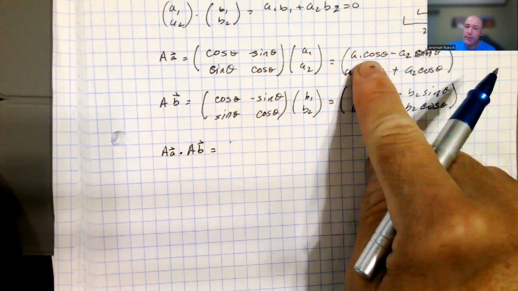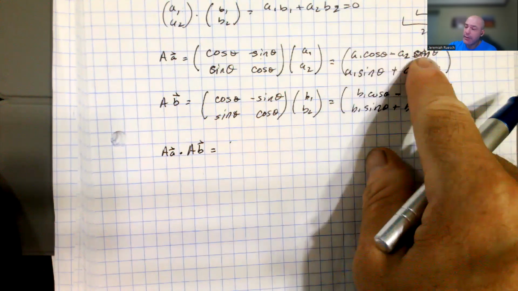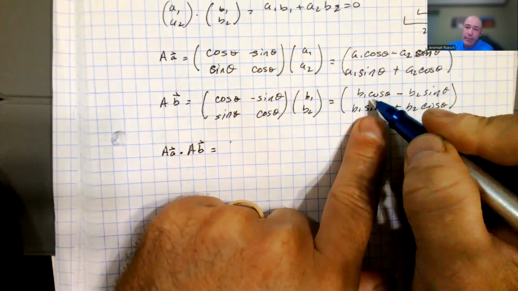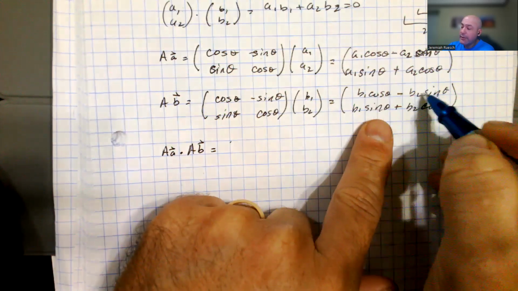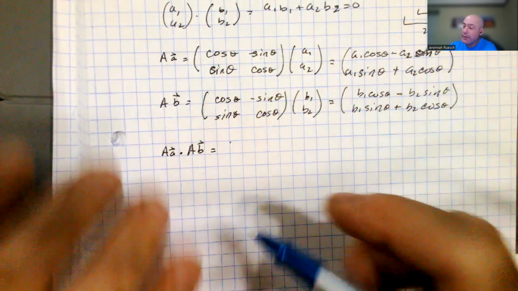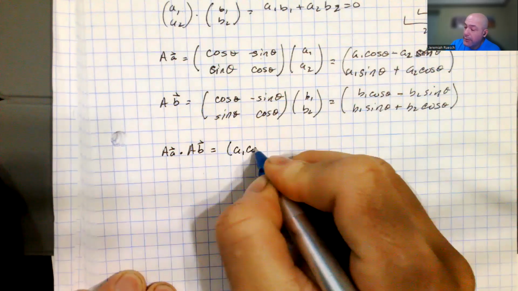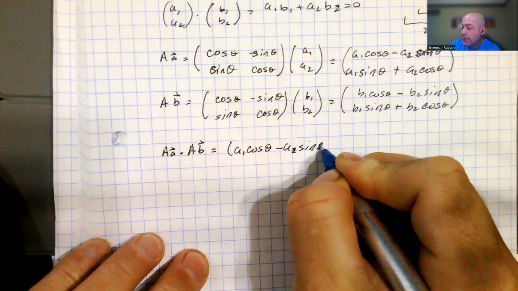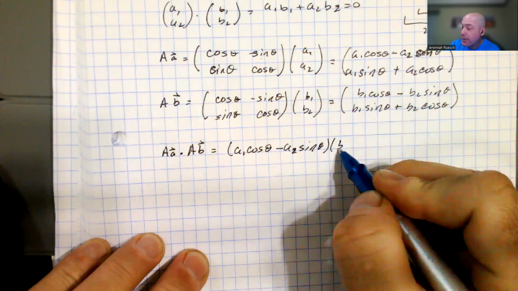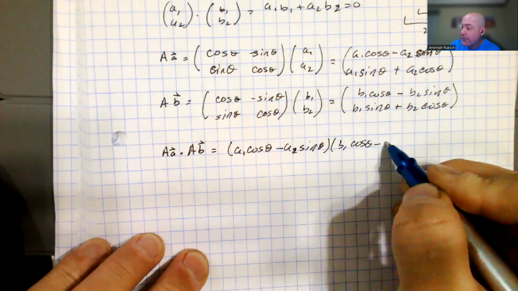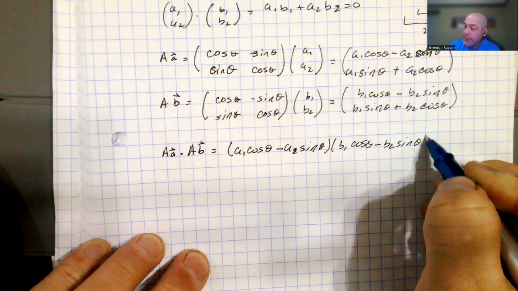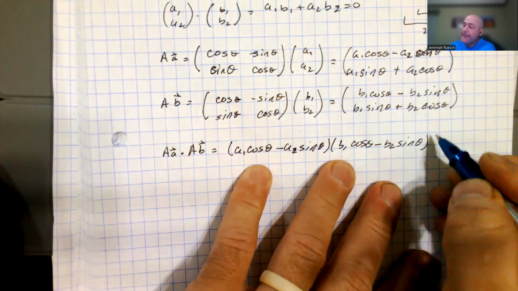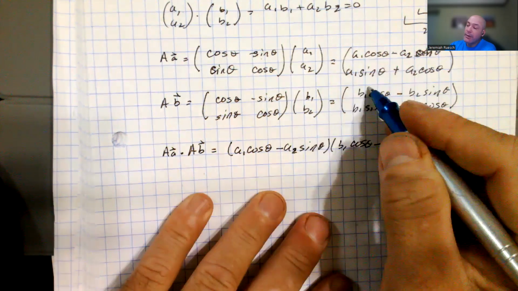So we have A1 cosine theta minus A2 sine theta. I'm going to multiply that by the first component of this vector, B1 cosine theta minus B2 sine theta. I'm going to multiply these two together. I have A1 cosine theta minus A2 sine theta times B1 cosine theta minus B2 sine theta. Obviously it's two binomials. So that's the first component.